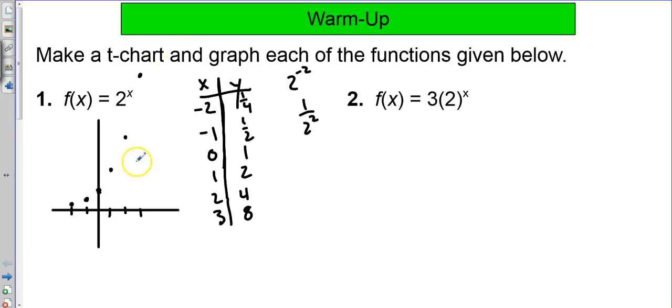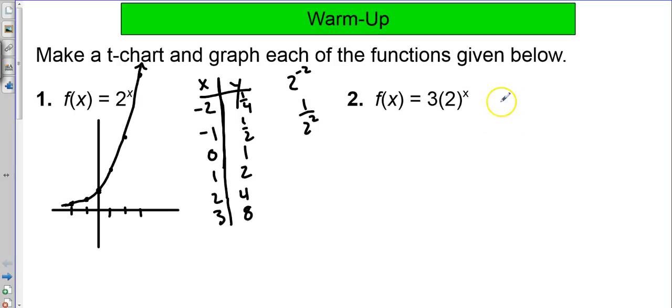So our function, just generally, we're going to sketch this. Generally is going to look like this, and shoot up pretty quickly. Okay. Next one is 3 times 2 to the x.